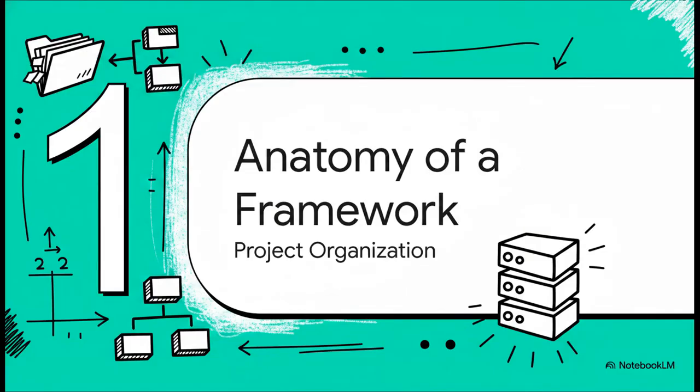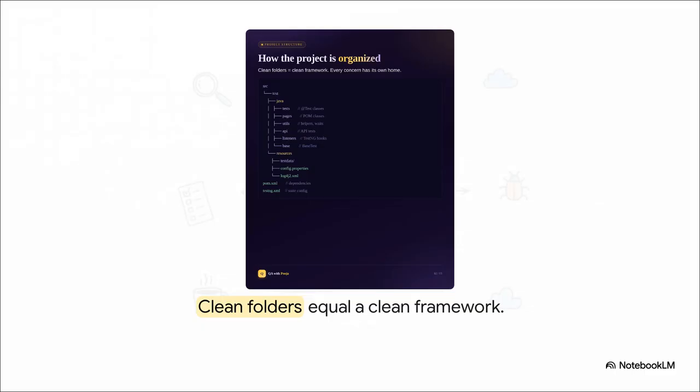Let's dive right in with Section 1, the anatomy of a real framework, focusing on project organization. The golden rule here is that clean folders equal a clean framework. Every single concern in a real-world project, from your pages to your listeners and your utilities to your test data, has its own dedicated, specific home in the directory structure. You can easily see how the source test Java directory is neatly divided up.